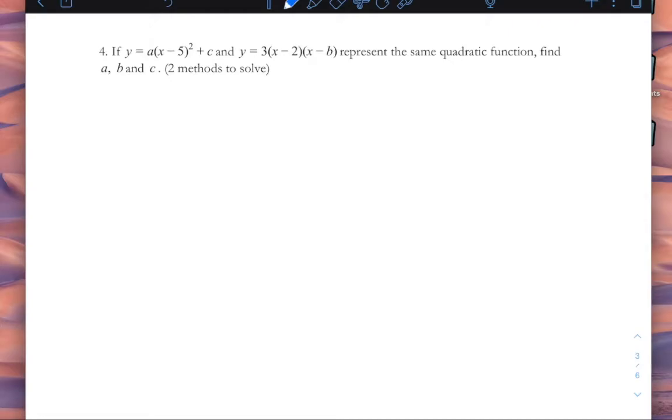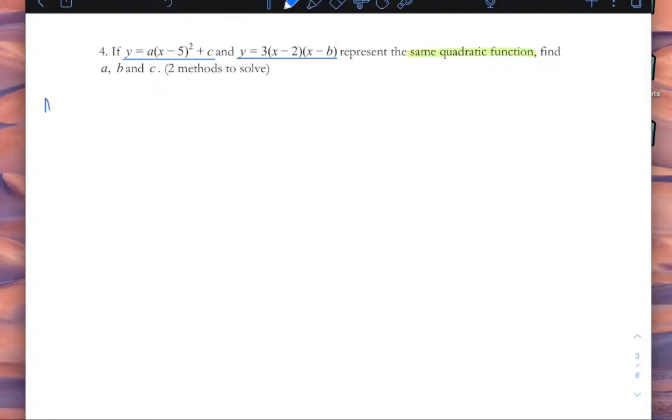Okay, now let's take a look at number 4. Number 4 is a bit involved, and there are actually two methods to solve. As you can see, we are given two different forms, but we're being told that this is the same quadratic function. So I have two different forms for the same parabola, and this question is just about getting us to solve for the parameters a, b, and c.